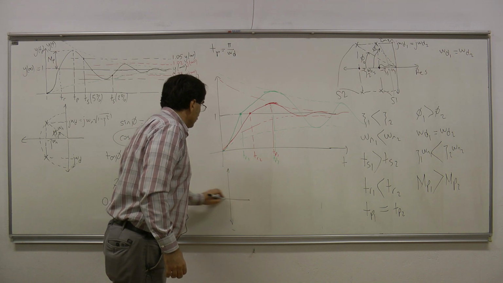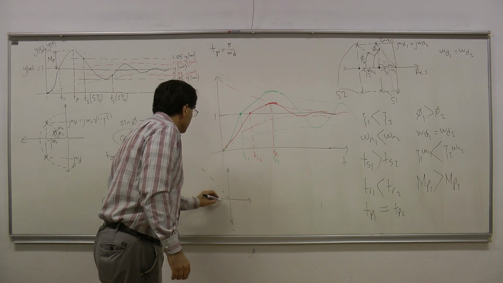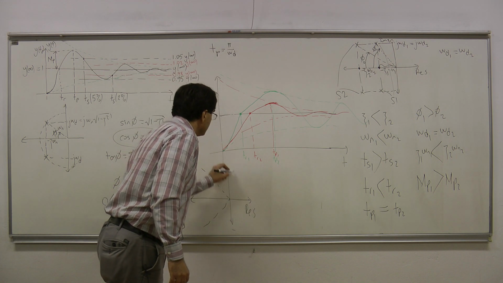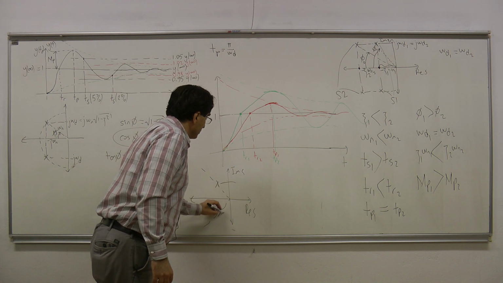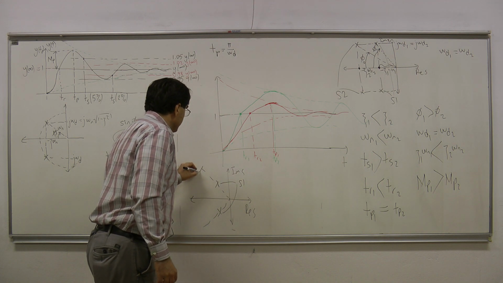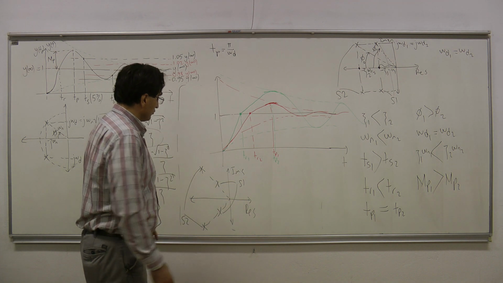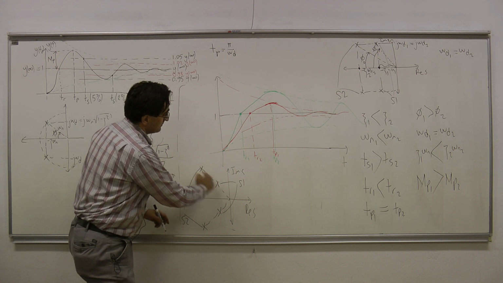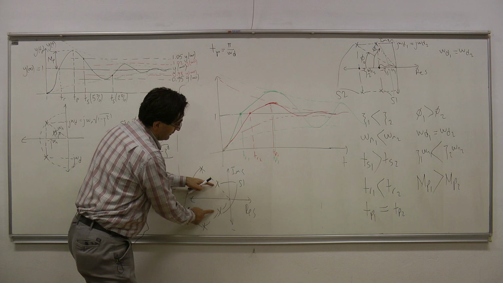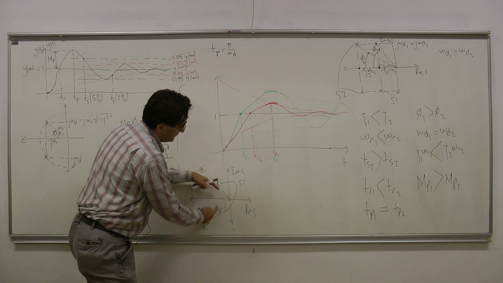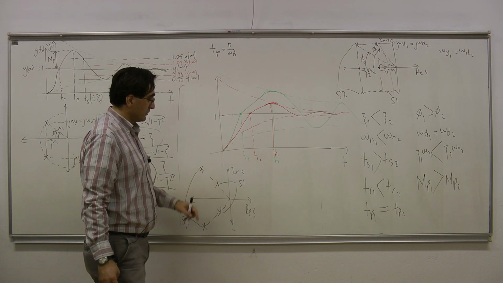Suppose that I change, in this example, my pole locations to the following. Suppose that these are the pole locations for S1, and these are the pole locations for S2. They are on the same line here. S2 poles are here and S1 poles are here, but they are on the same radial lines. Repeat this example for such a case.